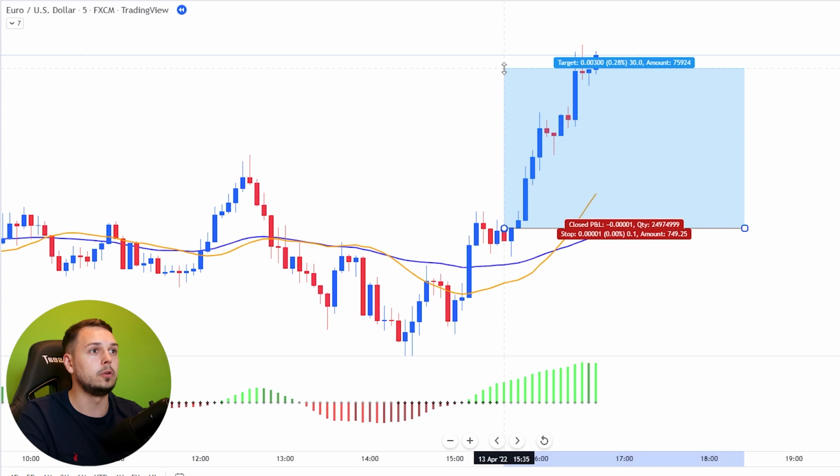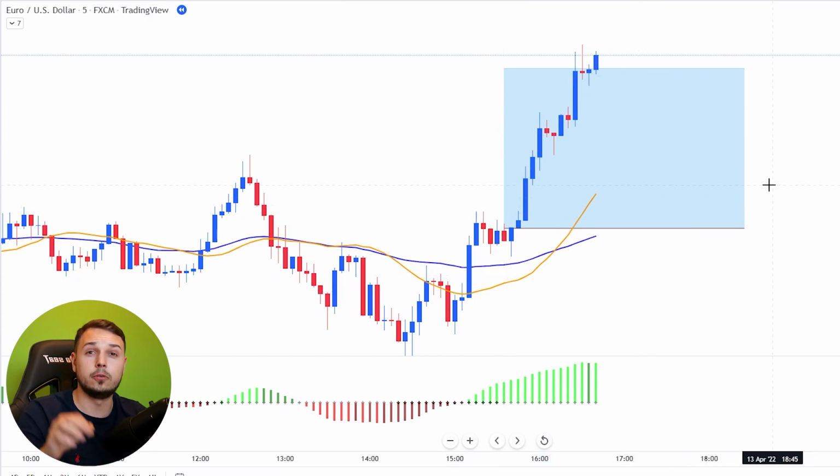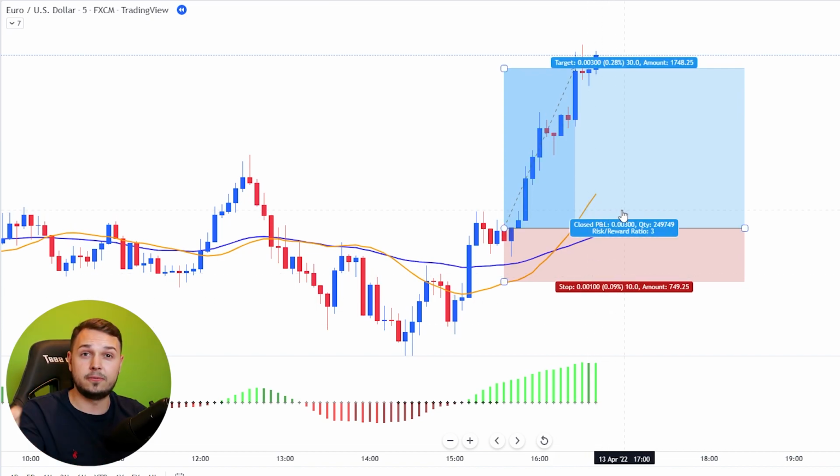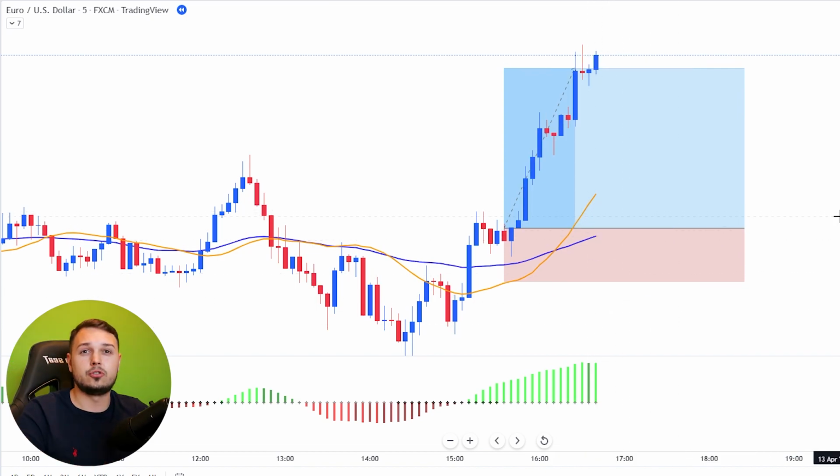Look at this, 1-to-1 risk to reward ratio would have turned to 3-to-1 risk to reward because you would have been risking 10 pips to gain 30, and that would have been a lovely trade on Euro USD. 3-to-1 risk to reward ratio when scalping is amazing.